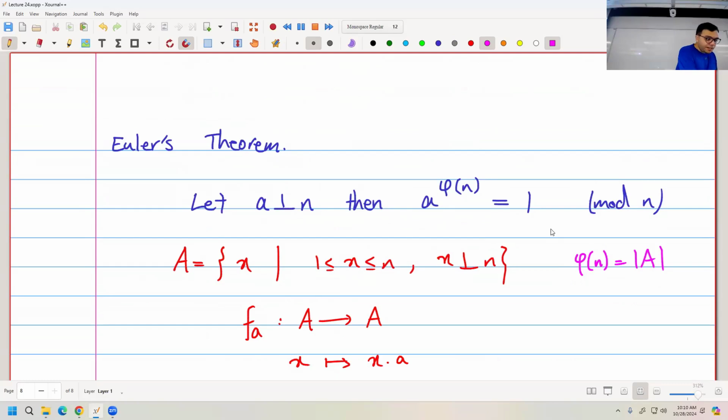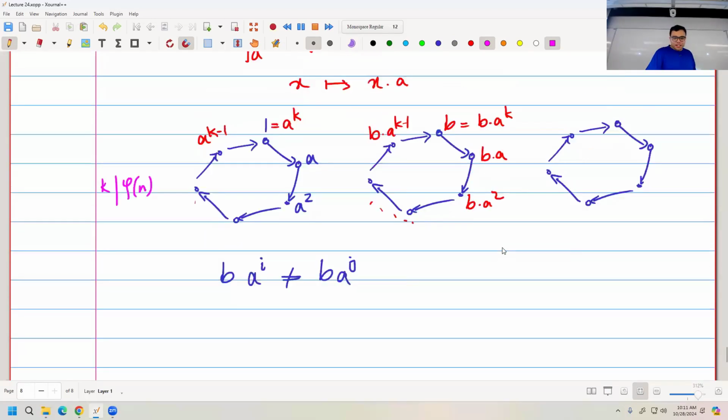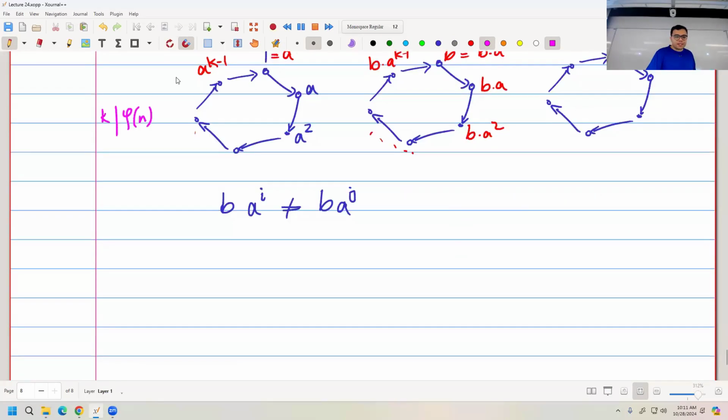As an exercise, try to extend the other proofs that we've seen for Fermat's little theorem to this case. It's actually quite easy, and there would maybe be some use cases of the Chinese remainder theorem in there as well. So not hard.